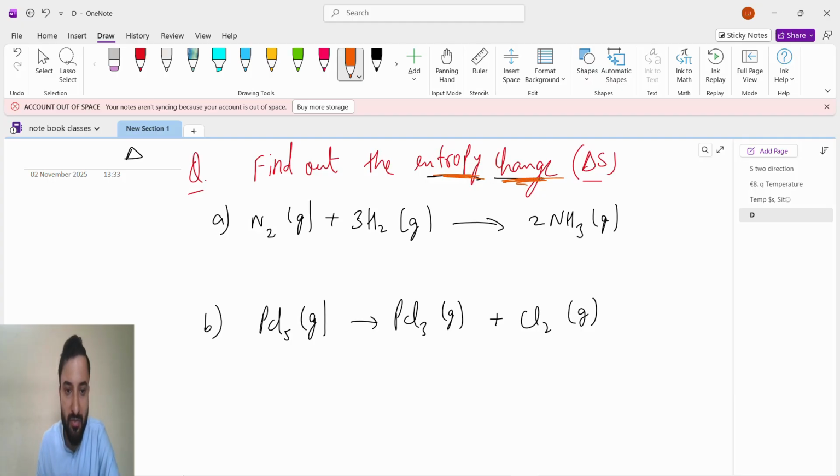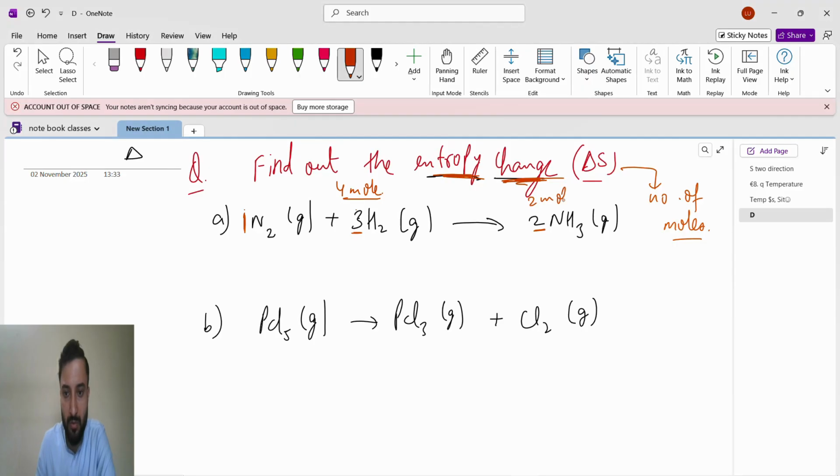So entropy change we will see from the number of moles. How can you see it here? How many moles of N2 here? 1 mole. And here how many moles of H2? 3 moles. So 1 plus 3, on the reactant side we have 4 moles, but on the product side we have 2 moles.